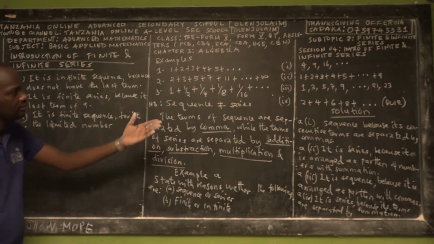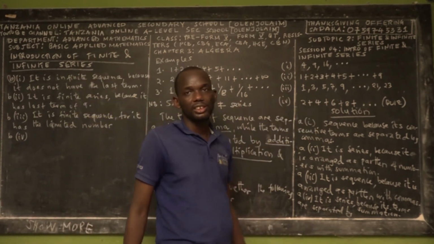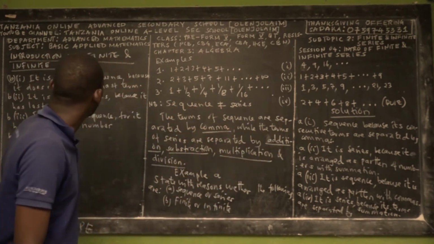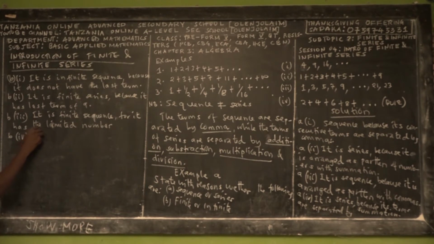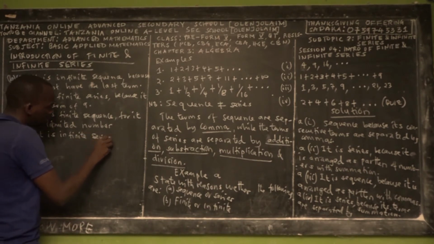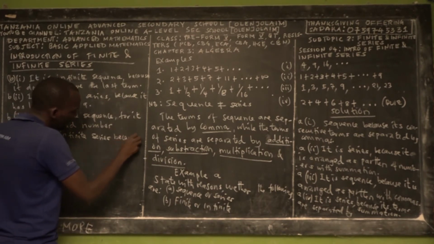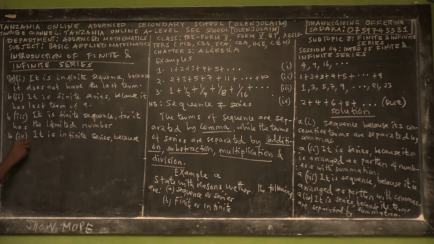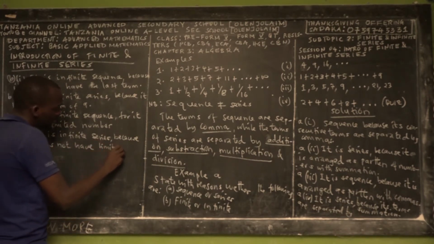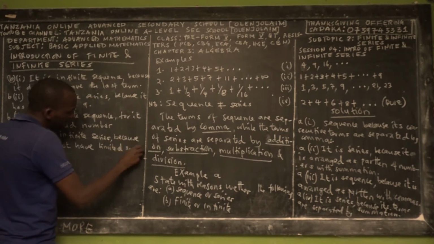And B, Roman 4. Is this a sequence or series? It is a series. Is it finite or infinite? It is infinite because there's no limited number. It is an infinite series because it does not have a limited number.